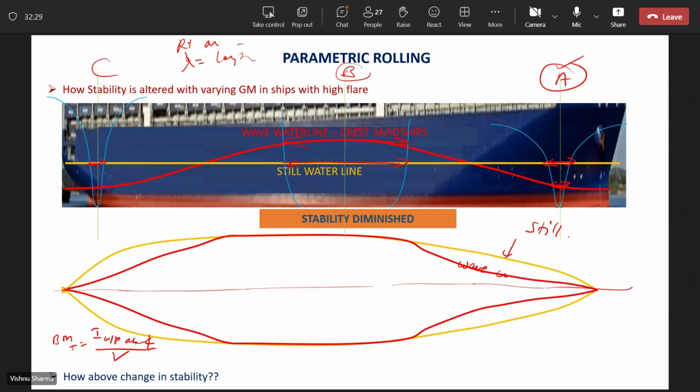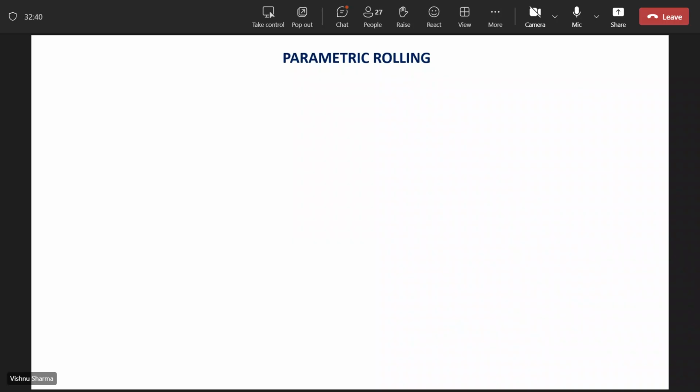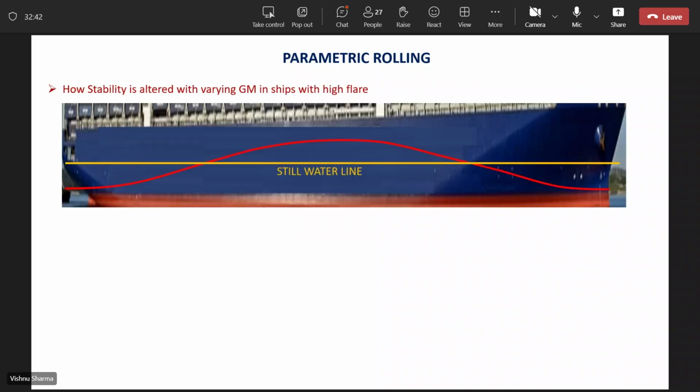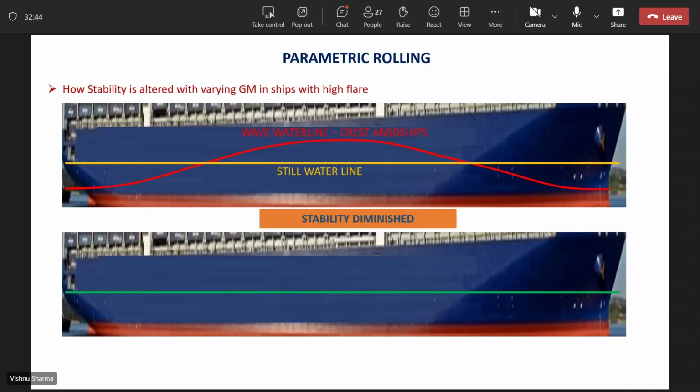So in this condition, the stability is diminished. After some time, what will happen? This crest will move to the ends, and you will have a trough midships. You will have this condition, the down one, right, guys?